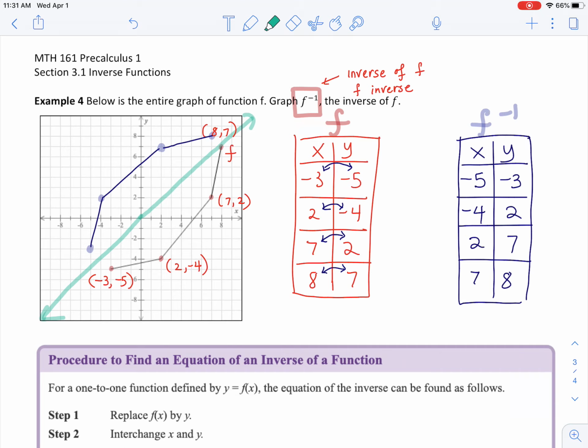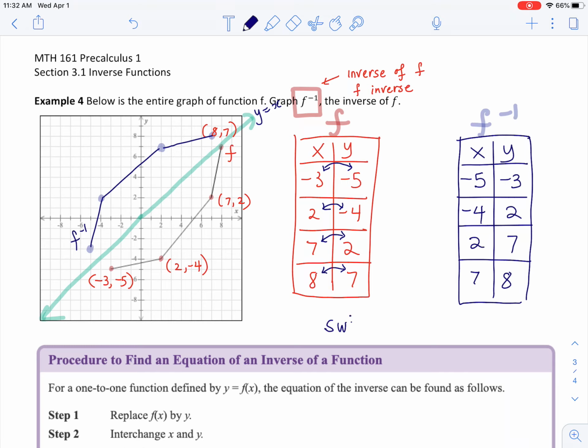Now, imagine folding this graph in half. Oh, I'm sorry. Imagine folding this graph by that green line. You see how this graph is symmetric with respect to this line y equals x, right? This is our line y equals x. We just graphed the inverse function using the given function f. So, graphically, I think you got it. That's not that bad at all.